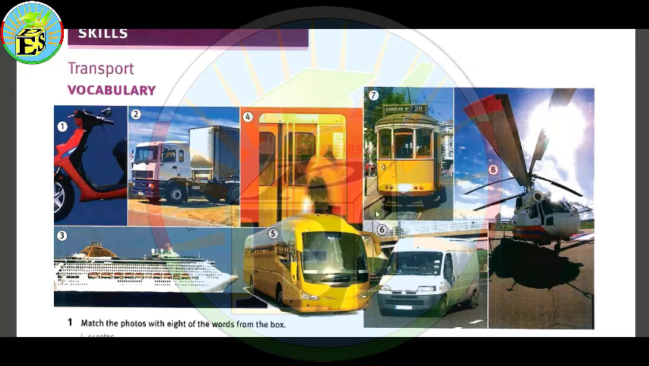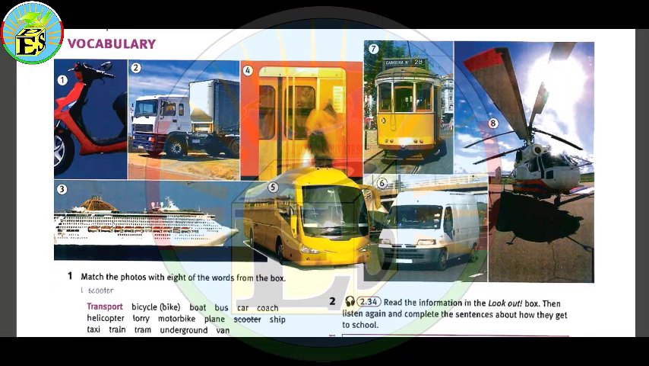What we are going to do in task number 1 is that we have some 16 words, I guess, inside this box, and we have to match these 8 pictures that we have here with 8 of the words from the box, and the rest of these words are not available within the pictures. So I would like you to stop the video and try to do it yourself, and then we are going to listen and check the answers of task number 1.